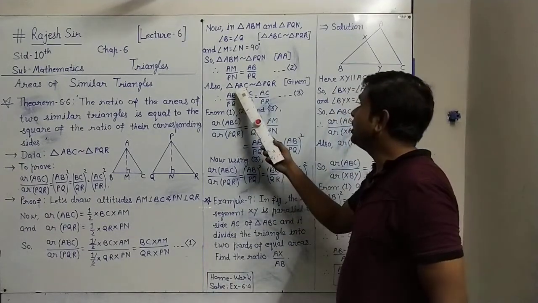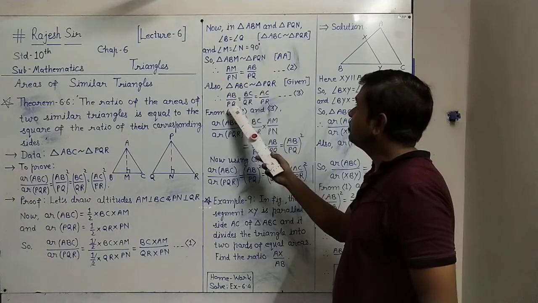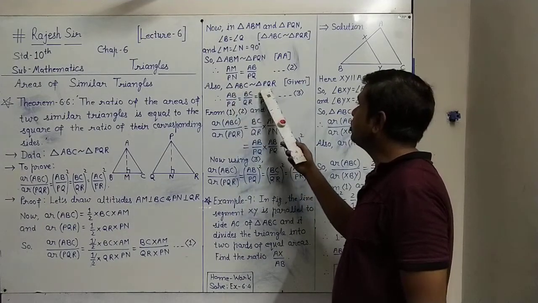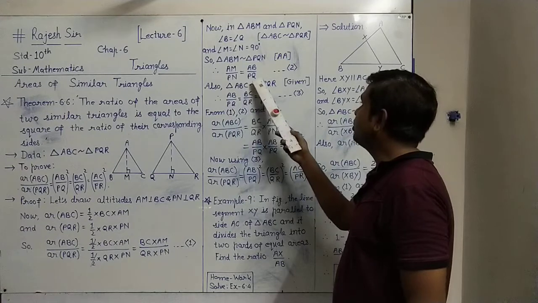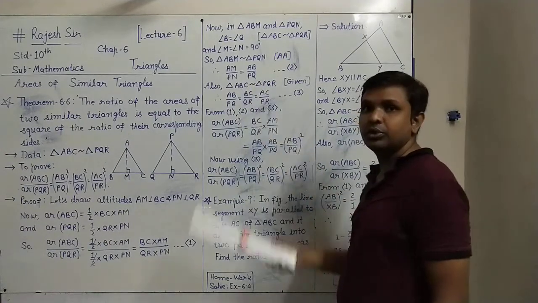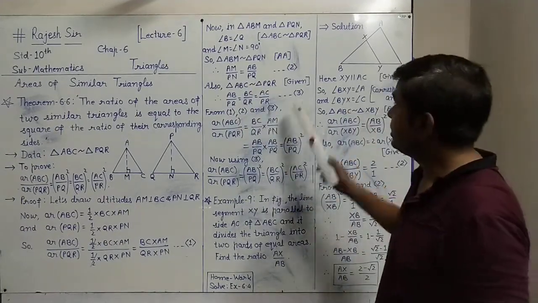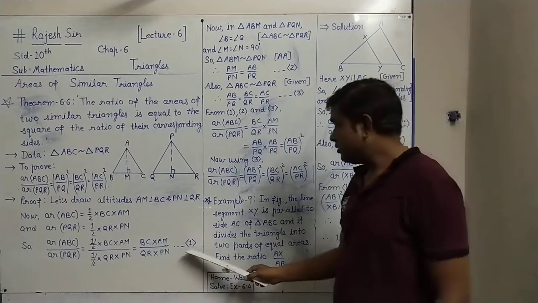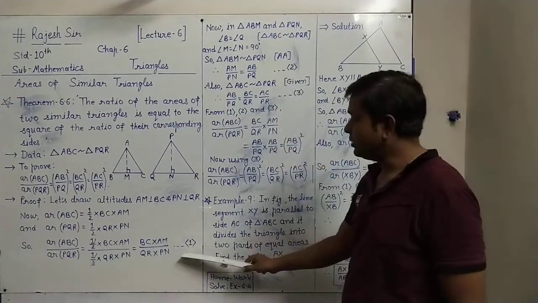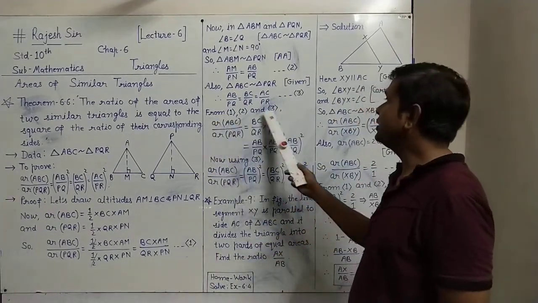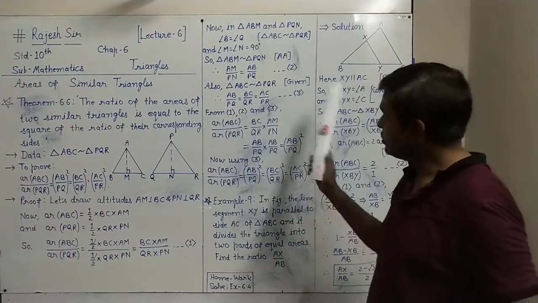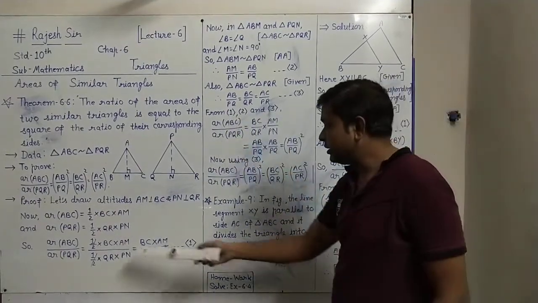That we are showing here now. AB upon PQ equals BC upon QR equals AC upon PR. This way you can show by the definition. Say this result 3. Now use result 2 and 3 in 1. So from result 1, 2 and 3 we are writing. In that also, first result 1 I am writing here.